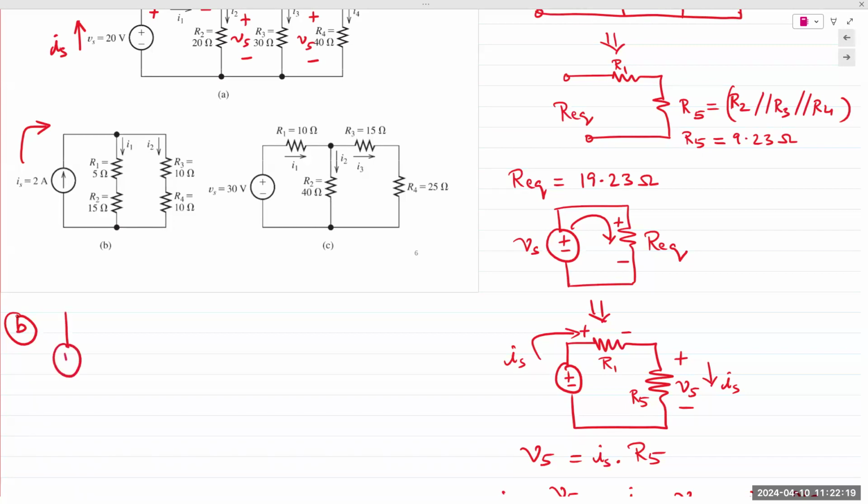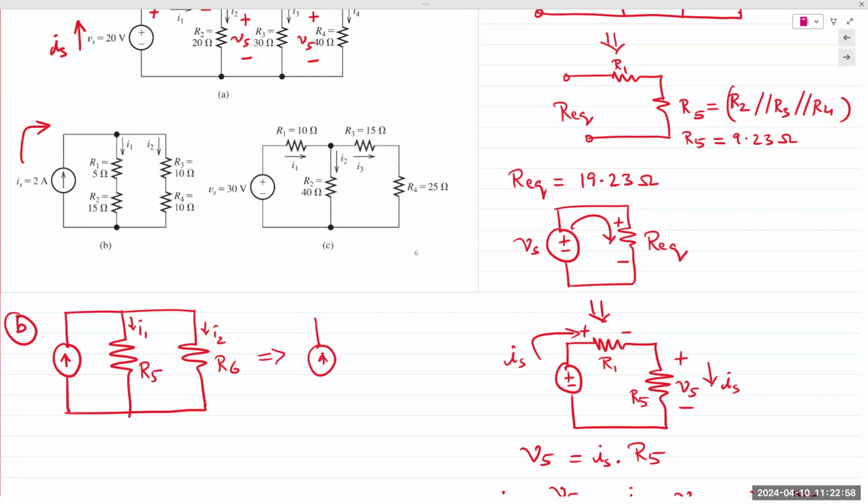This time I won't remove the source. I'm going to keep the source as it is, but we are trying to find Req from the perspective of the source. So I would combine the 2 resistances into one. Let's say, call it R5, call this as R6. I1 comes down here, I2 comes down here. And then you combine R5 and R6 again into one single resistor, Req. And so you have current source IS, one single Req. What is the value of Req without any calculation?